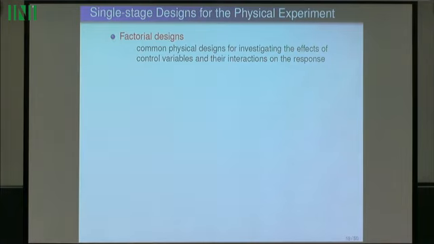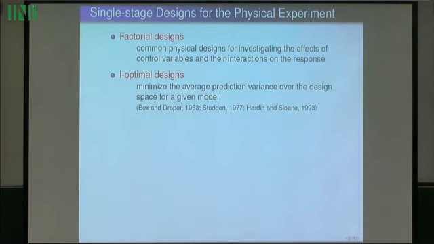For physical experiments, it's very common to use factorial designs. Some of you will know what those are, and some of you may not. They are very good if you're fitting a regression model or something like that. They're not so good in the current setting. There's something called an I-optimal design, where you minimize the average prediction variance over the design space for a given model. Okay, we don't really have a given model here, but I'll say a bit more about that in a minute. You could just use a space-filling design, as we might do for the simulator experiment.